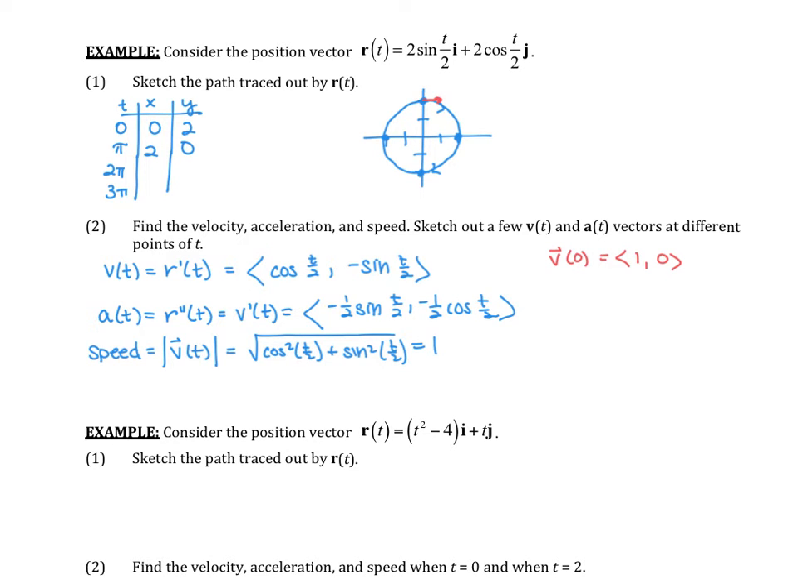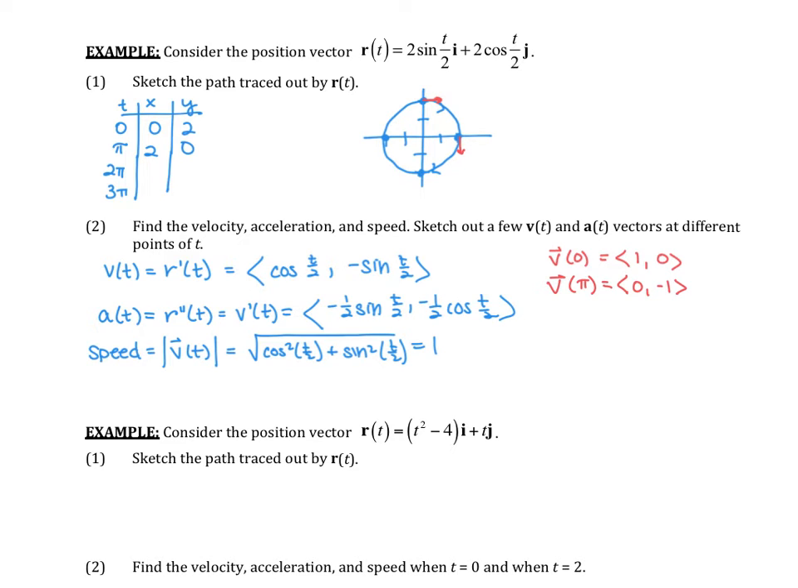Well, let's look at another velocity vector just for fun. Let's do pi, that other point. And if we plug pi in, we would get 0 and negative 1. And so my velocity vector would be this vector moving down.